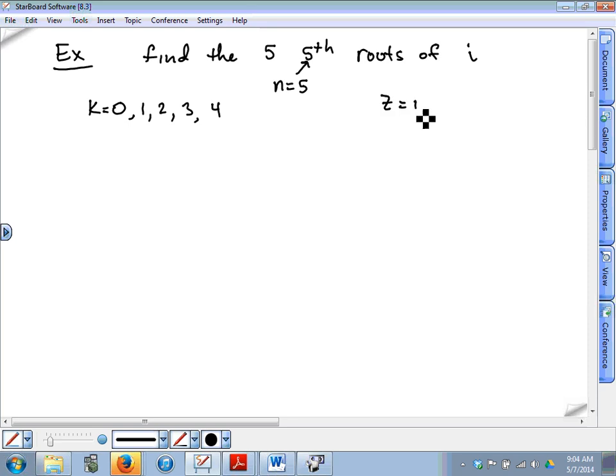The problem is z is equal to i. That's not yet in polar form. That's still standard form. i is the same as 0 plus i. That's the number we have right now, in standard form, where a is equal to 0. And what does b equal? b is equal to 1. So we first need to convert this into polar form.